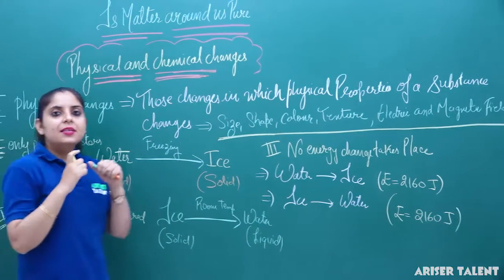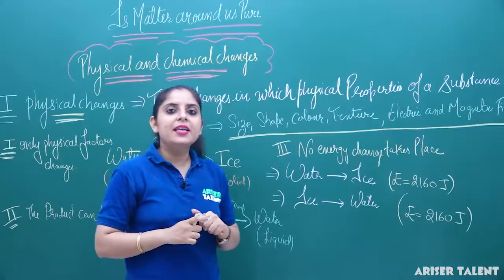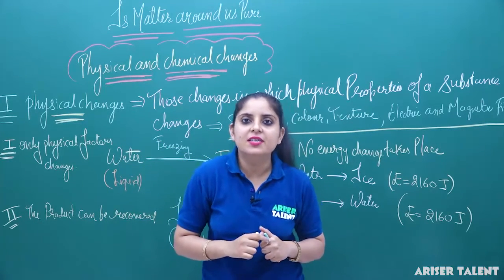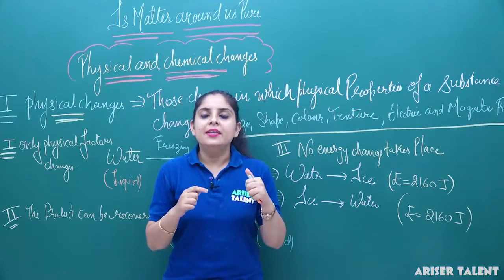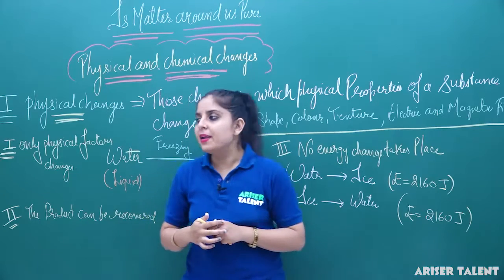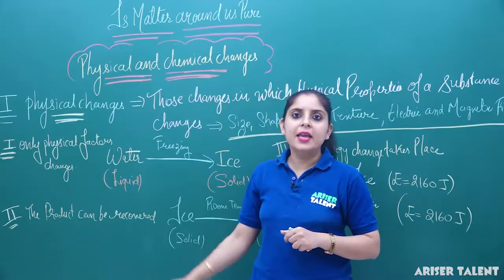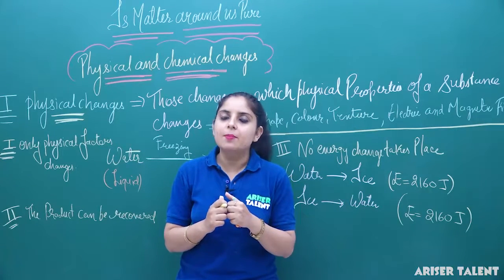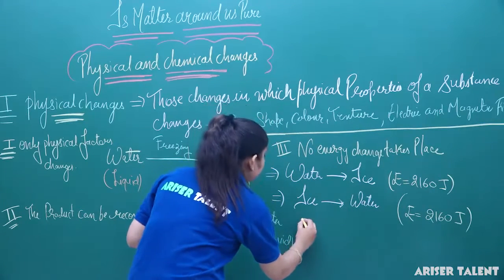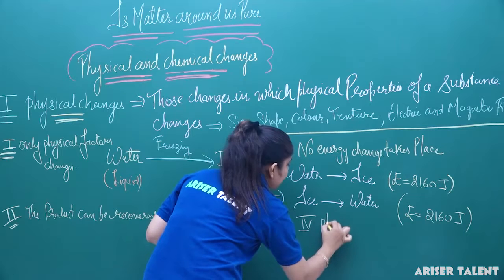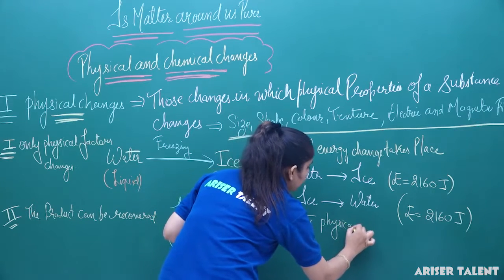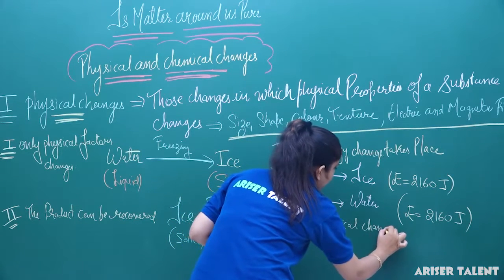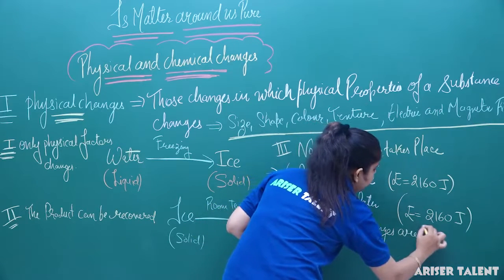Next point is, the physical changes that we are seeing in nature are temporary changes. Temporary means they can occur for a short period of time and again you will get the product after reversing the reaction. Clear? So the physical changes are temporary.